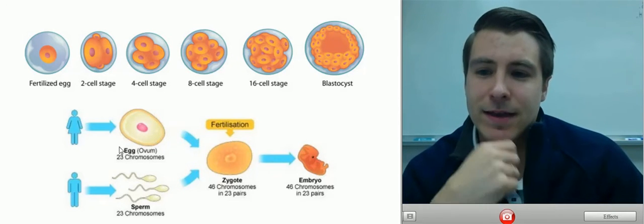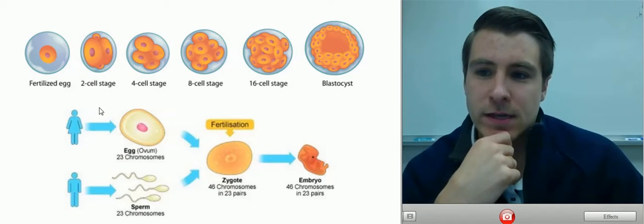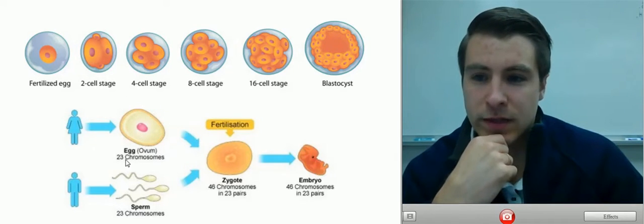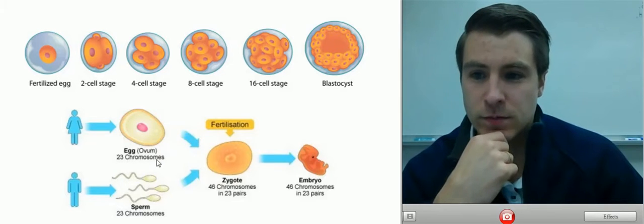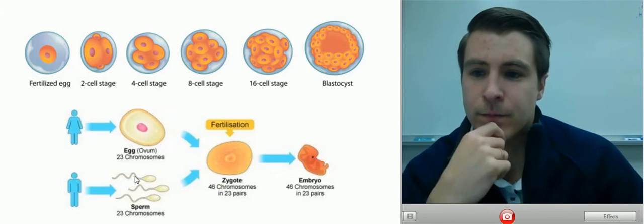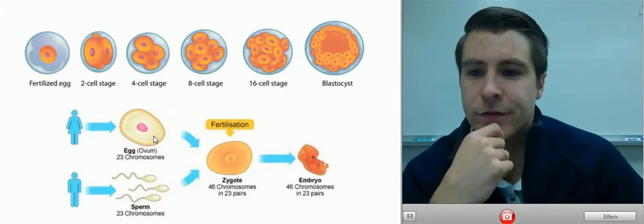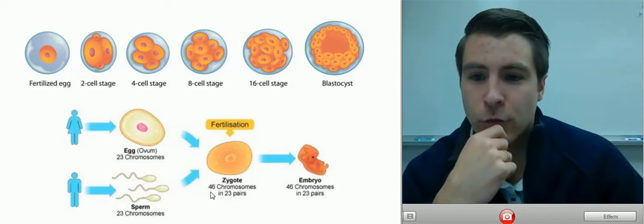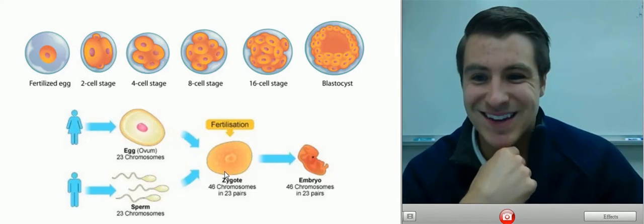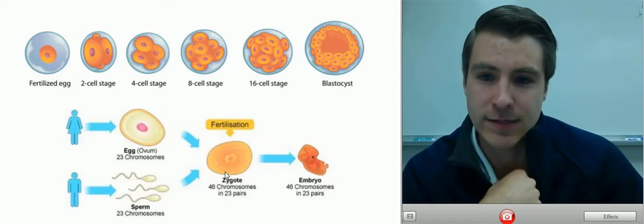Now the gamete, again, is that specialized haploid cell. So for the mother, she provides the egg, which is 23, half the number of chromosomes, and then dad offers his half of his chromosomes with a sperm cell. When the sperm cell and the egg fuse, we then end up with the full 46 chromosomes, and we have what we call a zygote, which is another word for a fertilized egg.